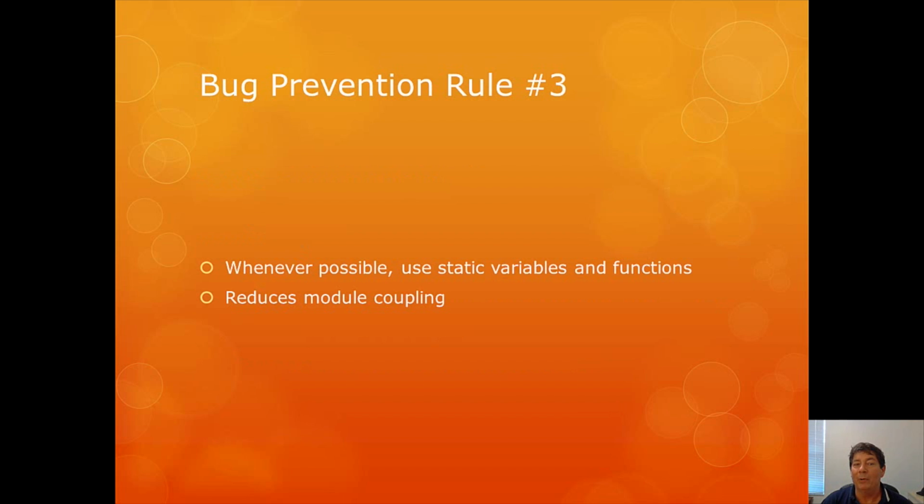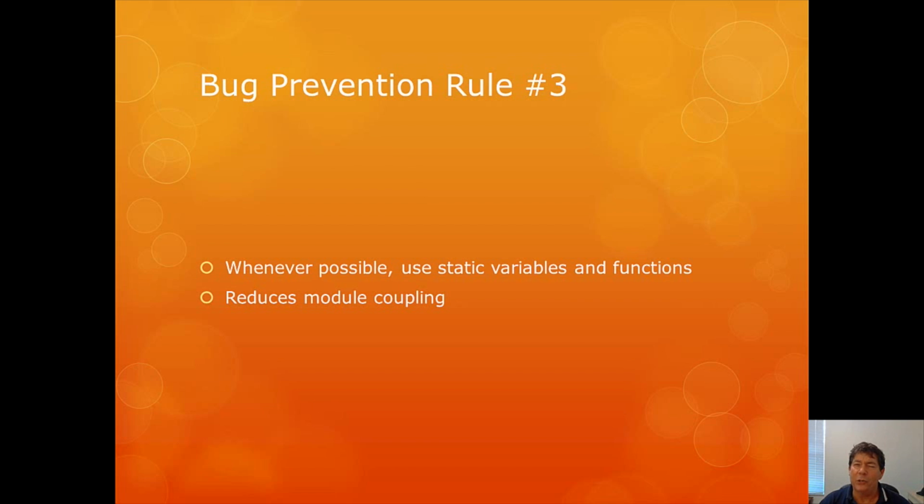Bug prevention rule number 3, whenever possible, use static variables and functions. Now I know this goes against many programming paradigms, especially in the object-oriented world. But what I'm going to suggest is in the multi-threaded world, sometimes you have to do things in order to make sure you get the results you're looking for.